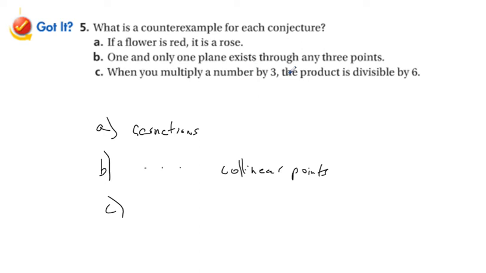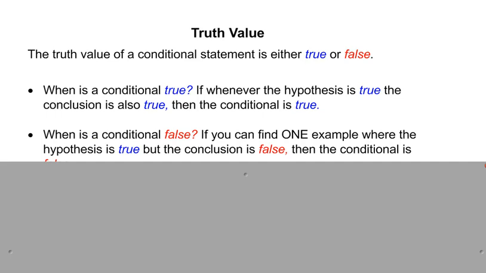When you multiply a number by 3, the product is divisible by 6. Well, let's see. It's true that if I multiply 3 by 6, I get 18, which is divisible by 6. And it's true if I multiply 3 by 12, I get 36, which is also divisible by 6. But if I multiply 3 by 3, that's equal to 9, and 9 is not divisible by 6. So my example would be 3. There's a number that I can multiply by 3, which gives me a product that is not divisible by 6. So there's my counterexample.